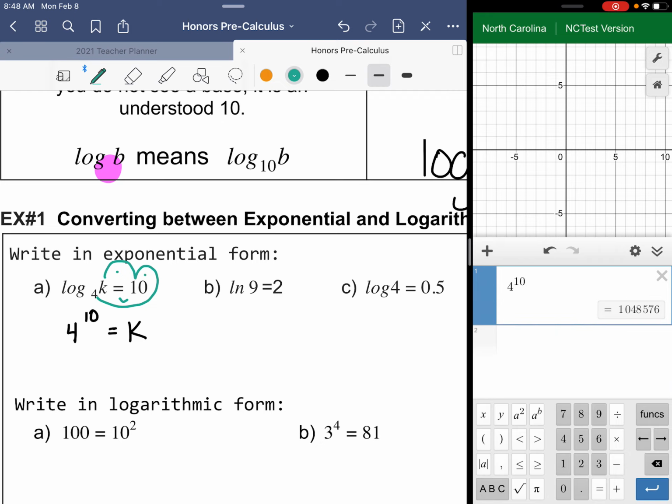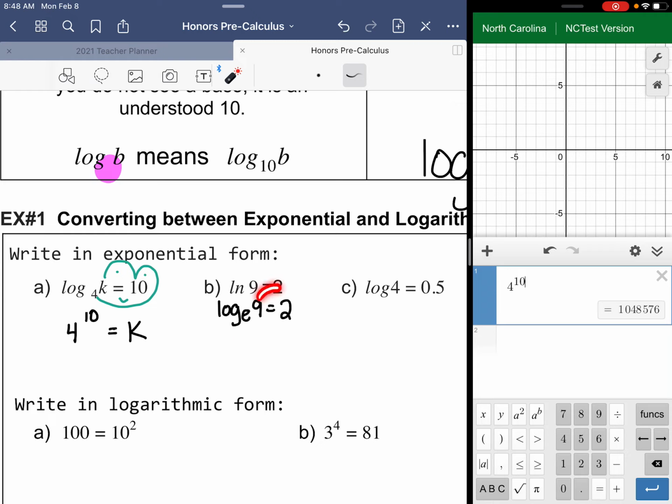And you can actually figure out what k equals. You could say 4 raised to 10, and now we know that k equals that value. Now, for the next problem, it says ln. So you need to rewrite this so that you know that this has a natural base e.